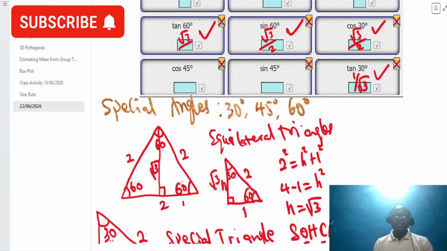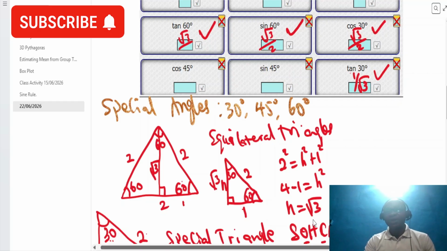So with all these things, we will talk about 45 and 90 in the next class. Is that okay? Okay. All right, so this is where we are going to stop tonight.